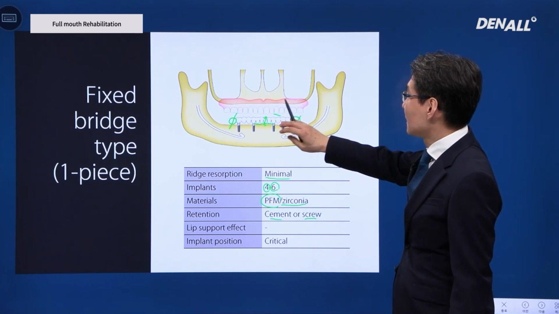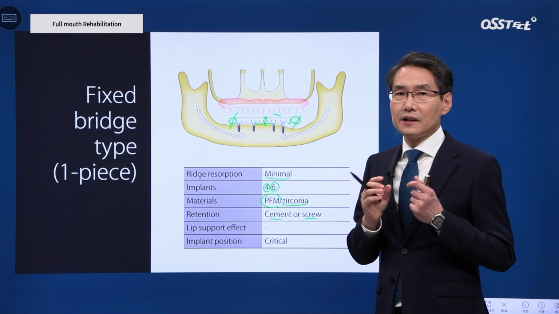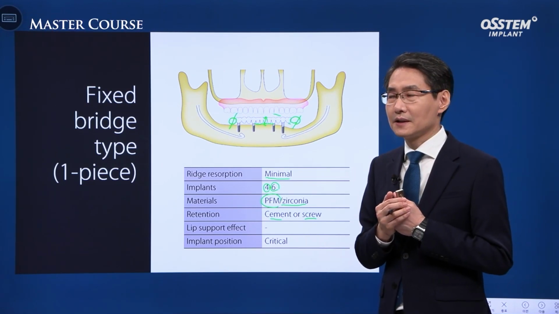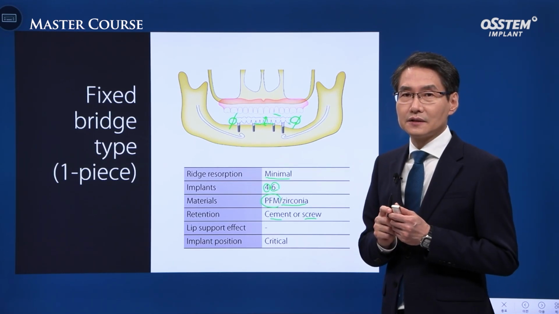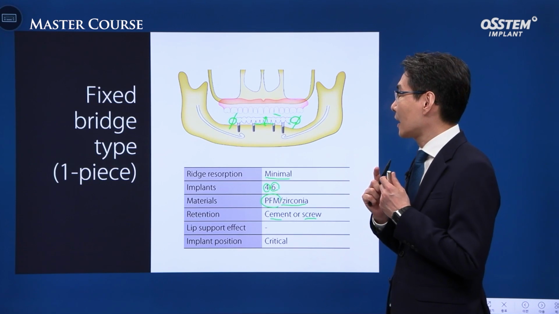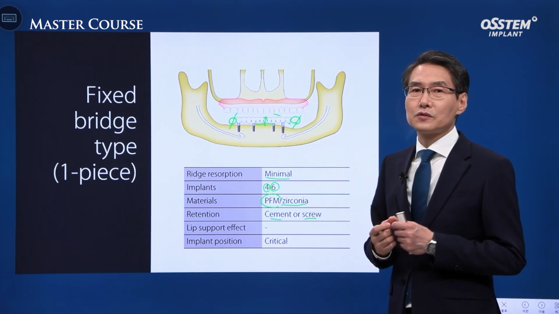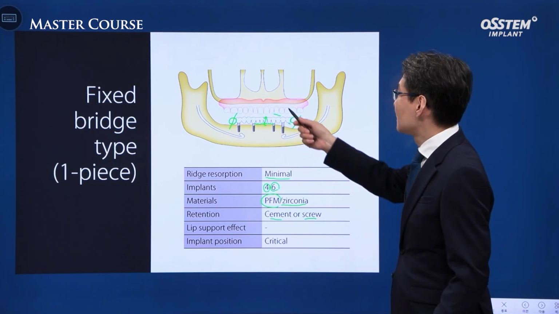If you provide full arch restoration using 4 implants, even if 1 implant fails, the entire prosthesis can be useless. You need to use this kind of restoration for patients with weak masticatory force. For instance, if the antagonist is full denture or RPD with a few number of natural teeth, it may be possible.